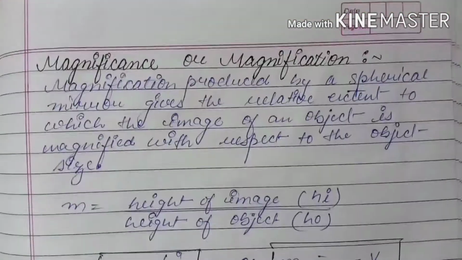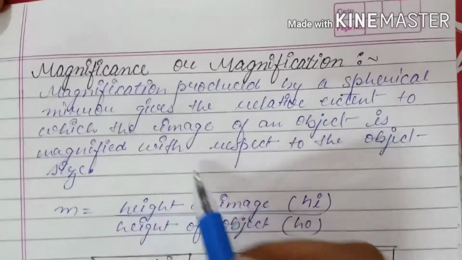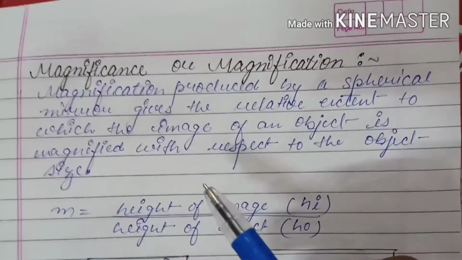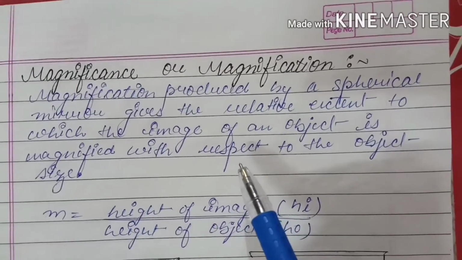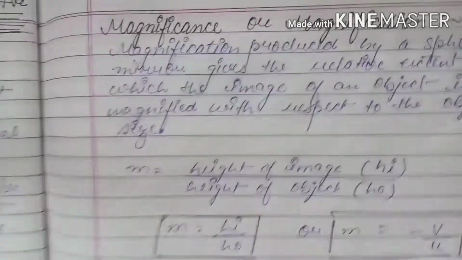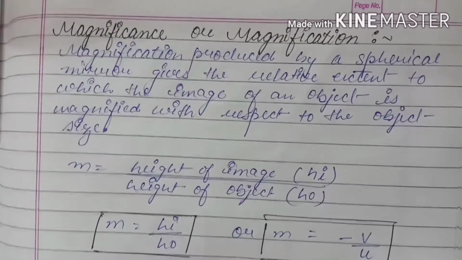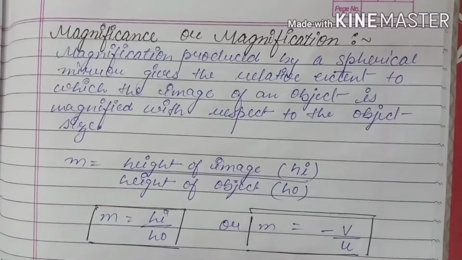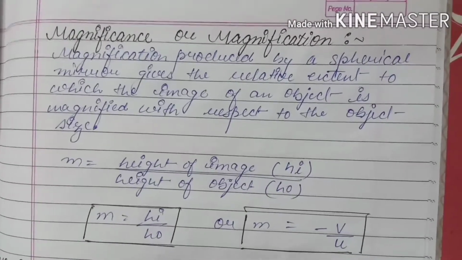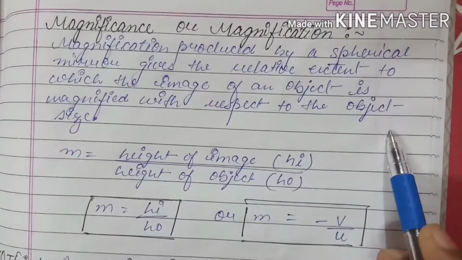Now the next topic is magnification. Magnification produced by a spherical mirror gives the relative extent to which the image of an object is magnified with respect to the object size. It is trying to say that magnification generally means in what amount the image is large or small with respect to the object. If the object is 2 centimeters and the image is 4 centimeters, we can say that the image height is twice the height of the object. This is what magnification determines.